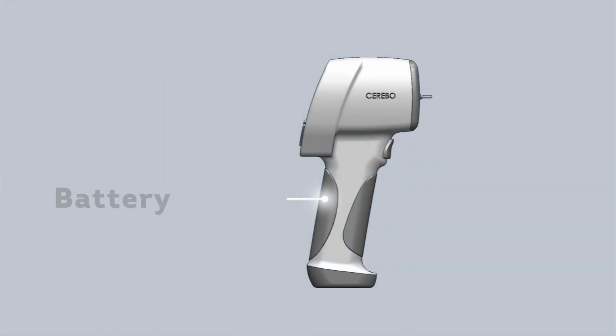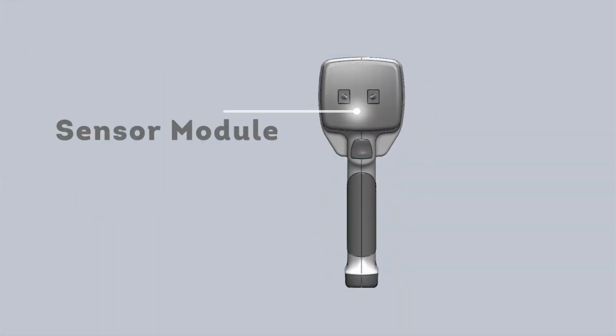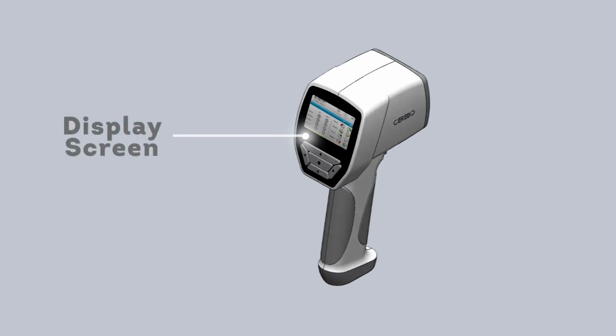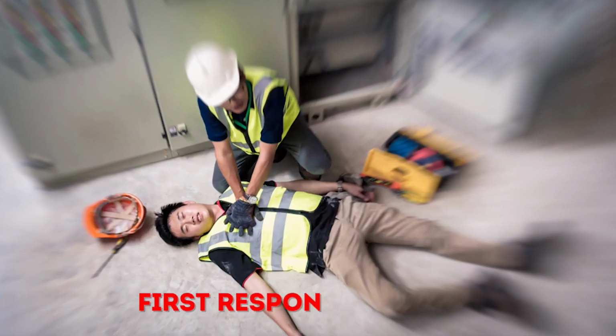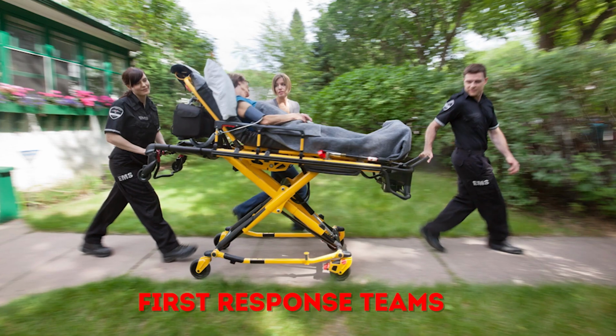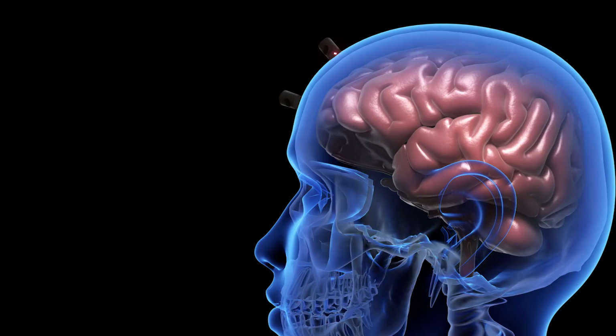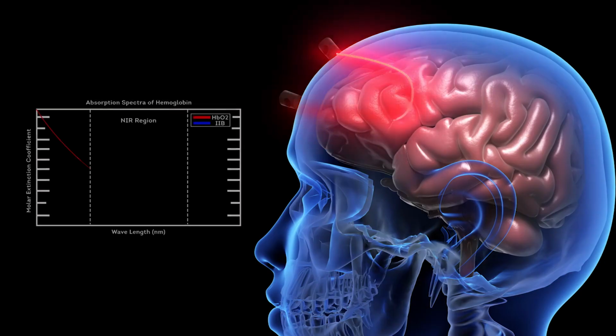Cerebo. Cerebo is an on-site detection tool for instantaneous screening of intracranial bleeding. It is said to empower the first response teams to detect the injuries non-invasively. Cerebo uses NIR reflectance spectroscopy.